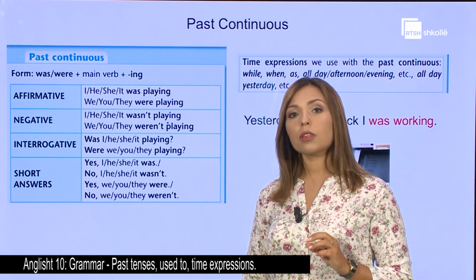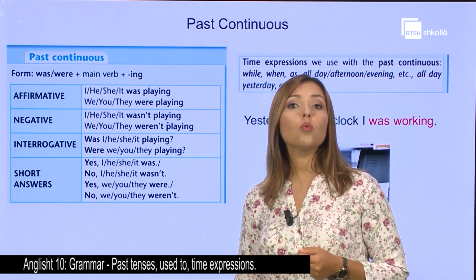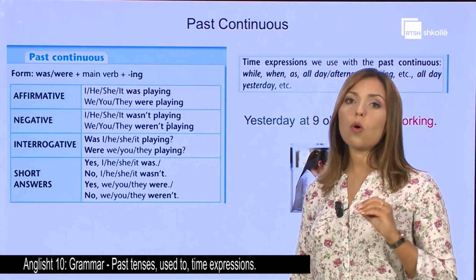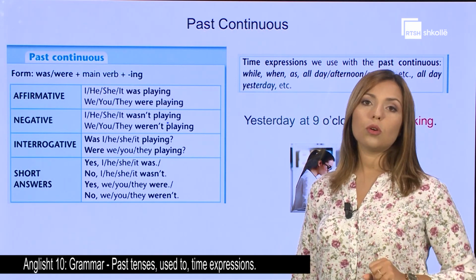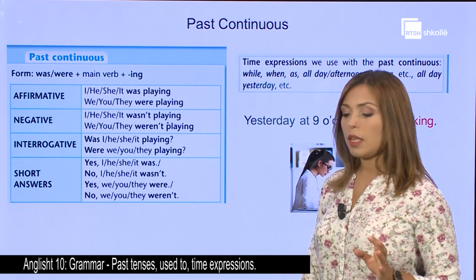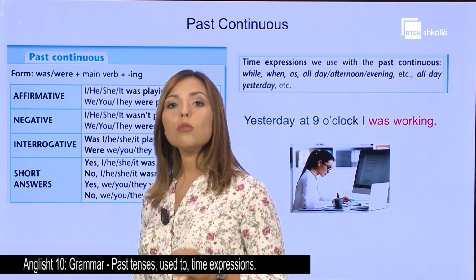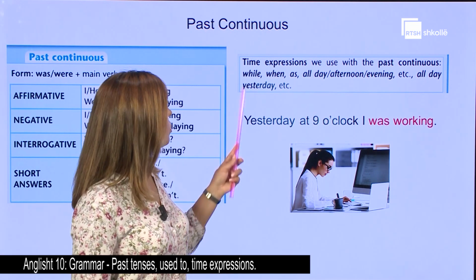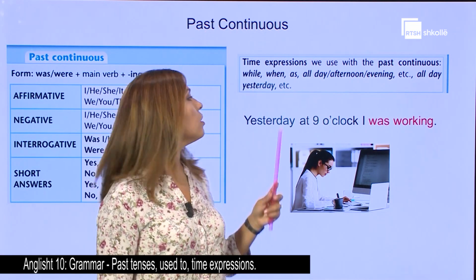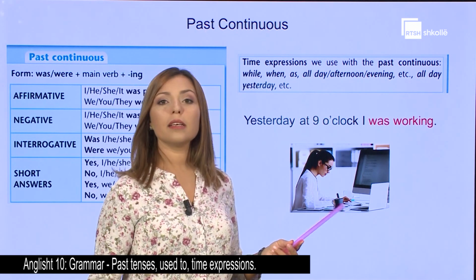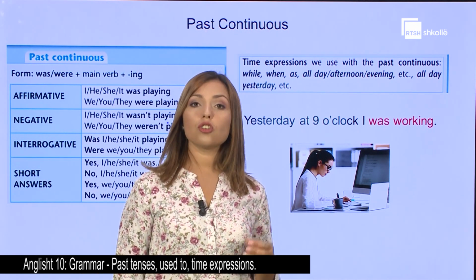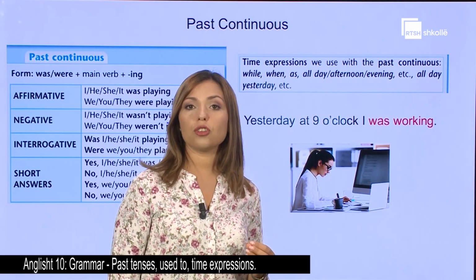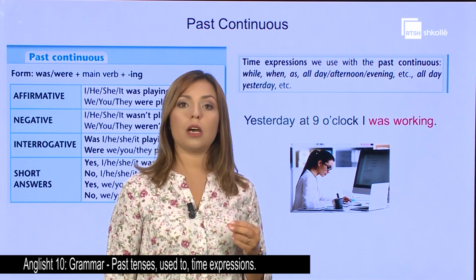Short answers: was or were, wasn't or weren't. Okay. The time expressions, those words that show us that we're going to use the past continuous, are while, when, all day. So these are expressions that have a continuation, that have a duration. It happened for some time.